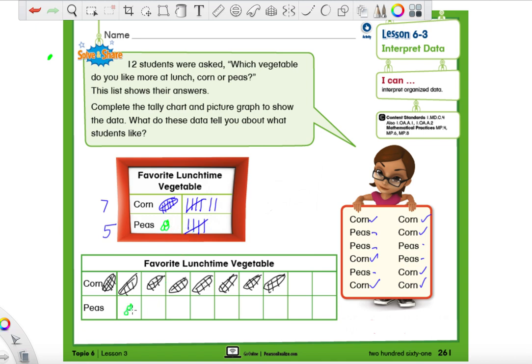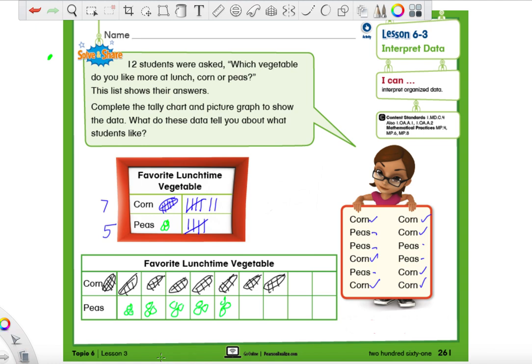So we have 1, 2, 3, 4, and 5. Okay? Again, this is nothing super special. It doesn't have to be. When we're making a picture graph, we just want to make sure it's a very quick picture so we're not wasting a lot of time.